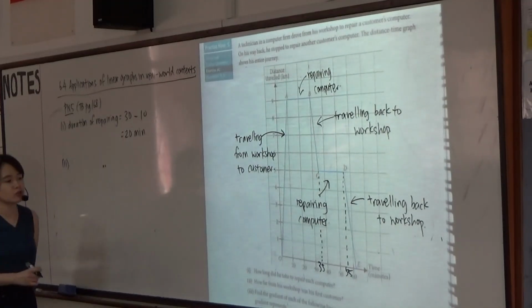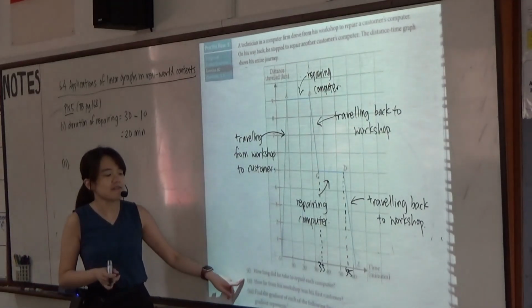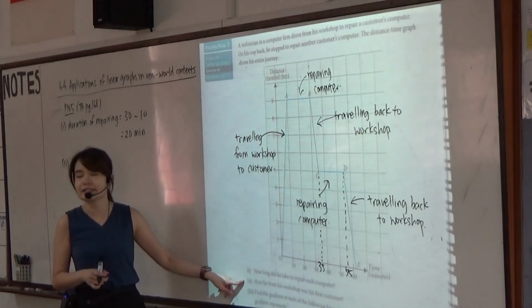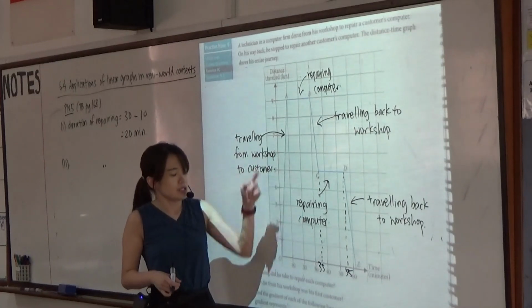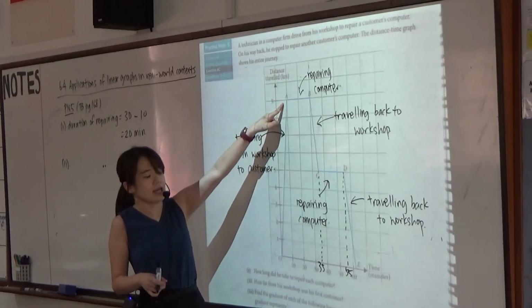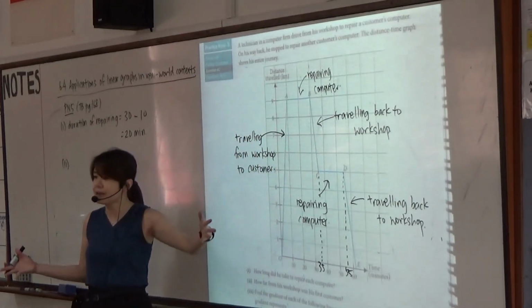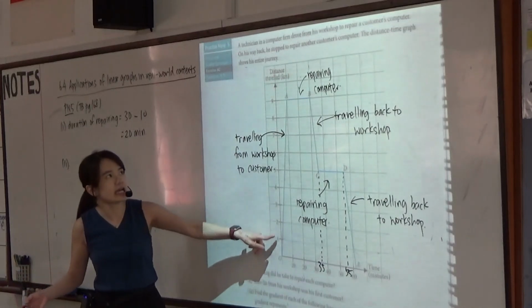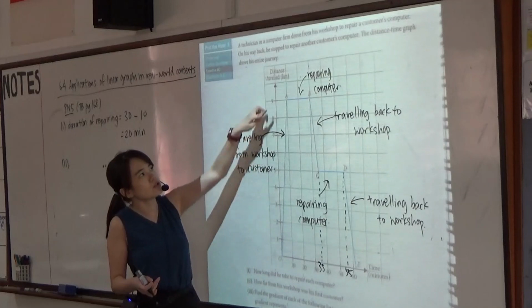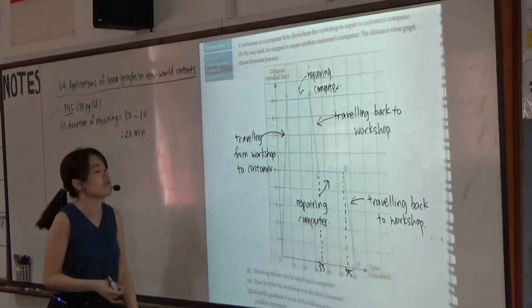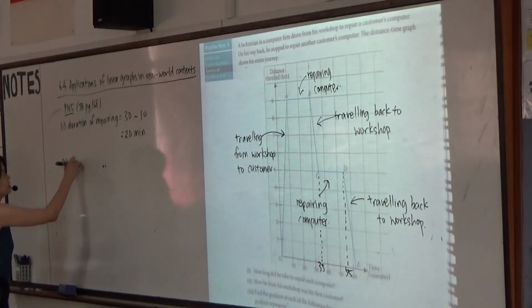And then for part 2, it says how far from his workshop was his first customer. So this is the first customer, AB. So from O all the way to A, we want to know how far, that is the distance. So we see that along the vertical axis, which is distance traveled, from O to A, that is 9 kilometers. Therefore, the answer will be 9 kilometers.